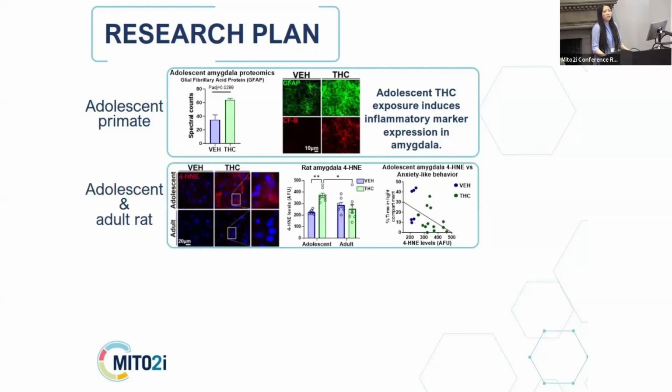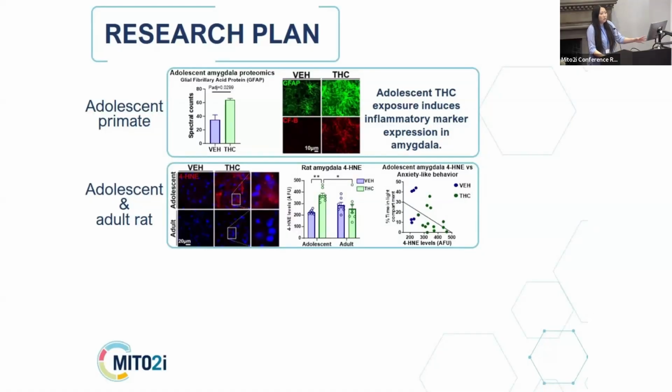In the adolescent and adult rat, we replicated these results in the adolescents with no comparable results in the adult, indicating an age-specific effect. But here we also thought that there was a link between this inflammatory response and oxidative stress. So here I have 4-hydroxynonenal, or 4-HNE, which is an oxidative stress marker that is upregulated only in adolescents exposed to THC, but not in adults.